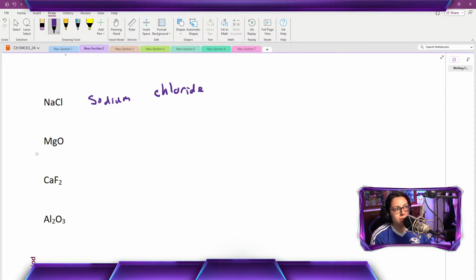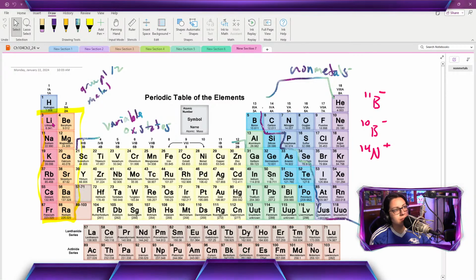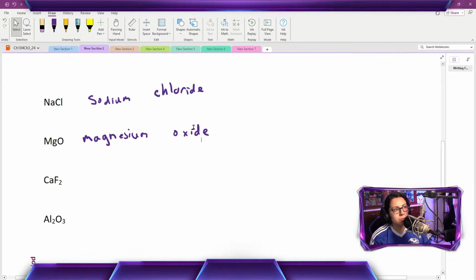So MgO, what would that be? You can put your answer in the chat. That'd be magnesium oxide. And notice there, balance. You could look at their oxidation states. Magnesium is 2+, oxygen is 2-. They're already in the 1-to-1 ratio.